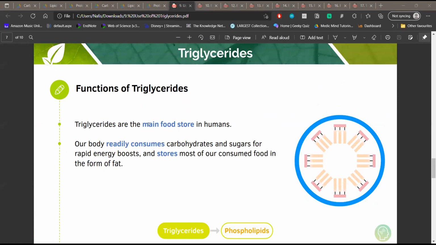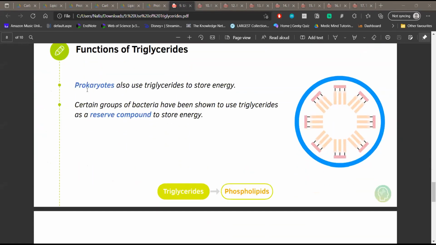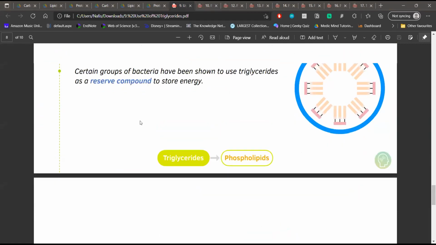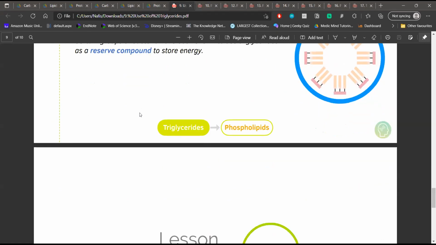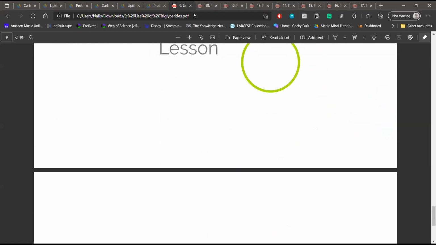Triglycerides are also the main food store in humans. So remember, our body readily consumes glucose, carbohydrates, and sugars for a rapid energy boost and stores most of our consumed food in the form of fat. Remember, prokaryotes have also been shown to use triglycerides as a reserve compound to store energy. They store them in the form of lipid droplets within their cells, which is quite interesting.